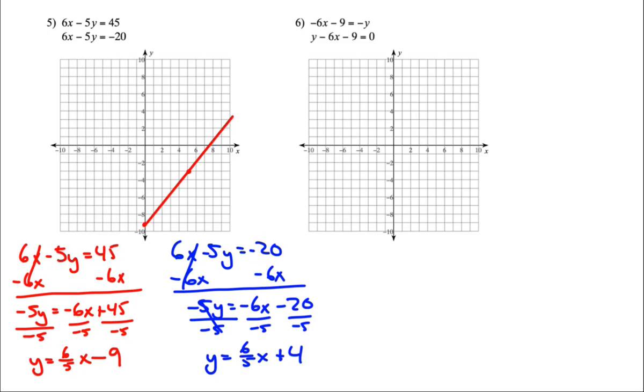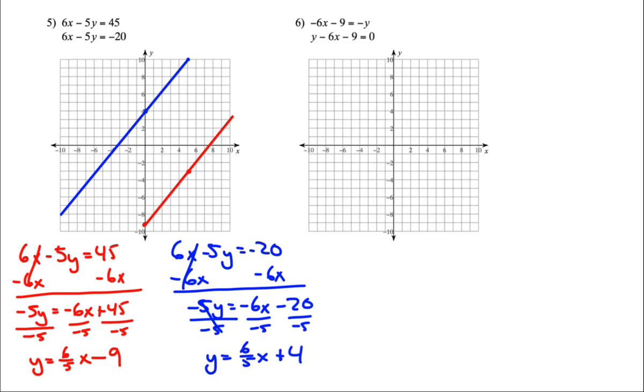And then my blue line, I begin at, it says right here, I begin at 4. So I come up to 4. And my slope is 6/5. So if I go up 6 and over 5, it's right there. And so this one looks like this. If I draw the line, it looks like that.